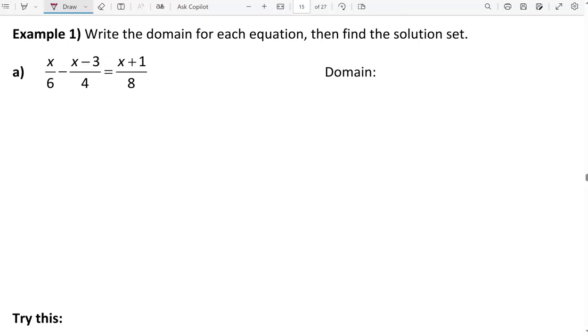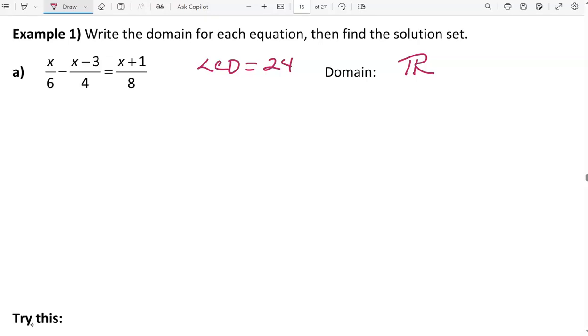So in example 1, what we see is an equation with several fractions in it. However, look at the denominators of those fractions. They're all numeric, no variable expressions. That means they cannot be 0, which means that the domain of this equation is all real numbers. So next, we're going to take a look at those denominators, pick the least common denominator, which in this case is 24, and multiply both sides of the equation by 24.